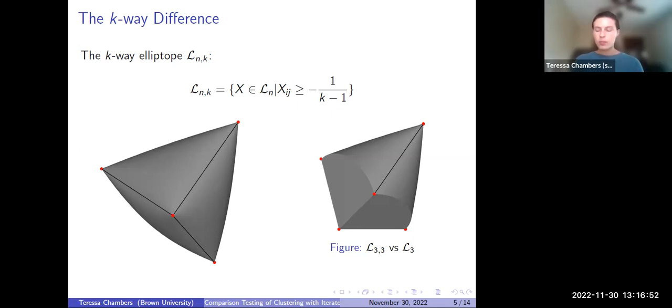And that's why we're focused on these particular objects, because what we really want to do is figure out a way to use our rounding algorithm that can get us to these vertices to solve clustering problems.